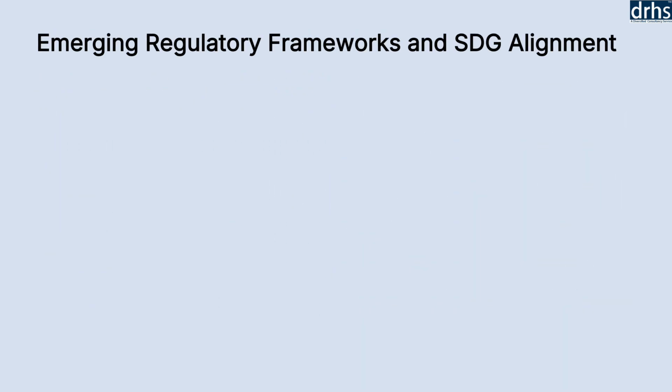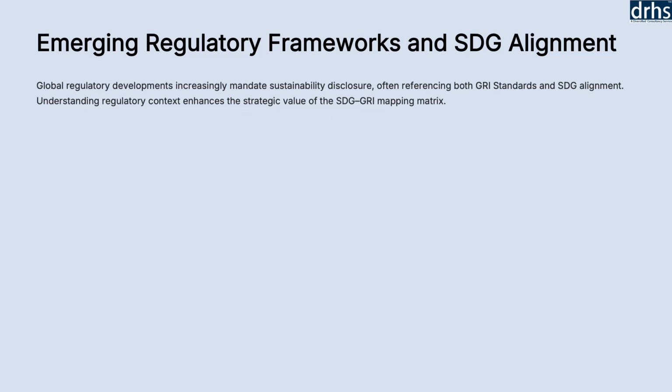Slide 7. Emerging regulatory frameworks and SDG alignment. Global regulatory frameworks are increasingly mandating standardized sustainability disclosures, with explicit or implicit alignment to the Sustainable Development Goals, SDGs, and international reporting standards such as GRI, TCFD, and ISSB. Understanding these regulatory developments enhances the strategic value of SDG-aligned reporting and strengthens corporate accountability.